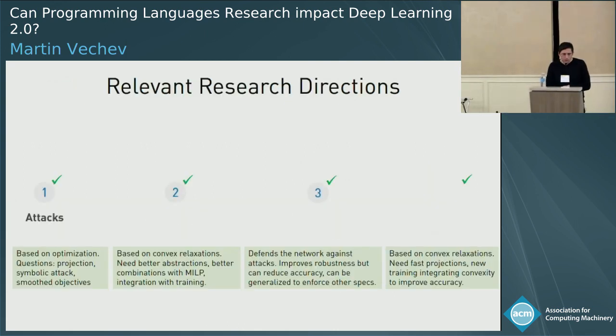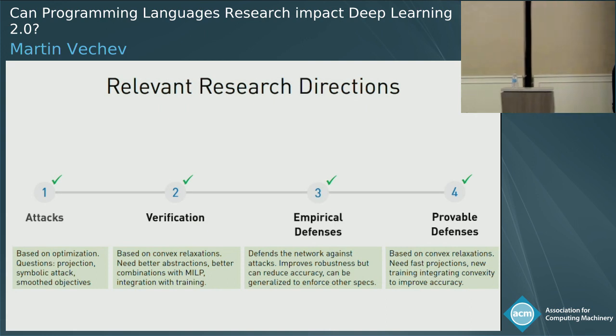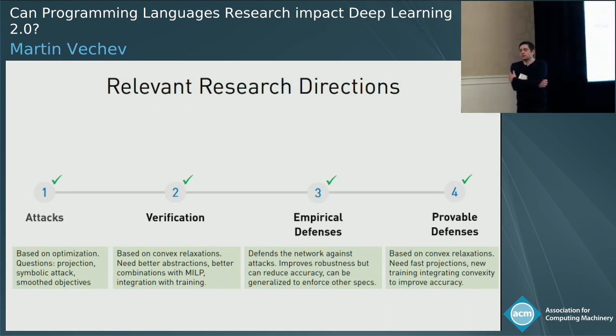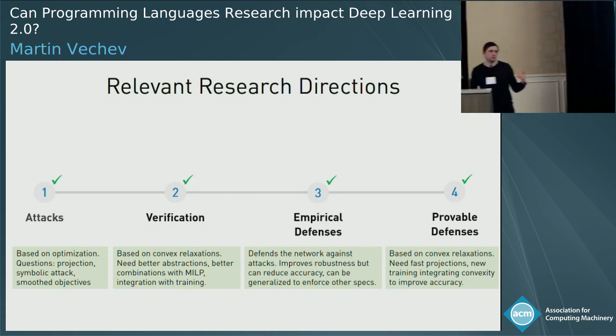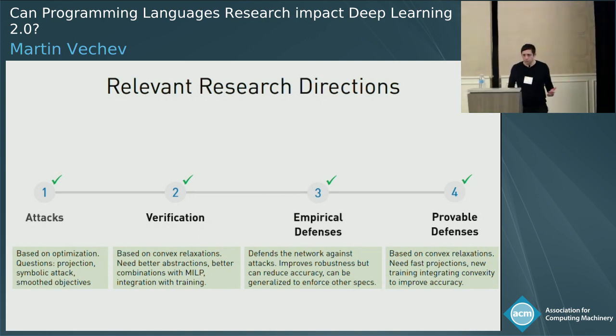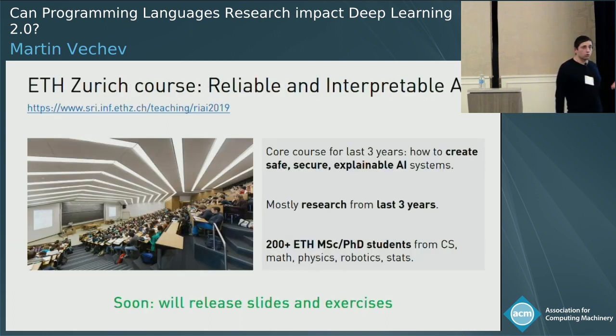Okay. So we talked about this general problem of building safe and accurate models. We looked at attacks, verification, empirical defenses, provable defenses, some advancements there, and hopefully you got some interesting problems out of it. Now this is a lecture here. At ETH we have a whole course on this that's been going for the last 3 years. It's attended by between 200 and 300 graduate students from mathematics, physics, statistics, and so on. And so we go into a lot of these topics in a lot more detail.